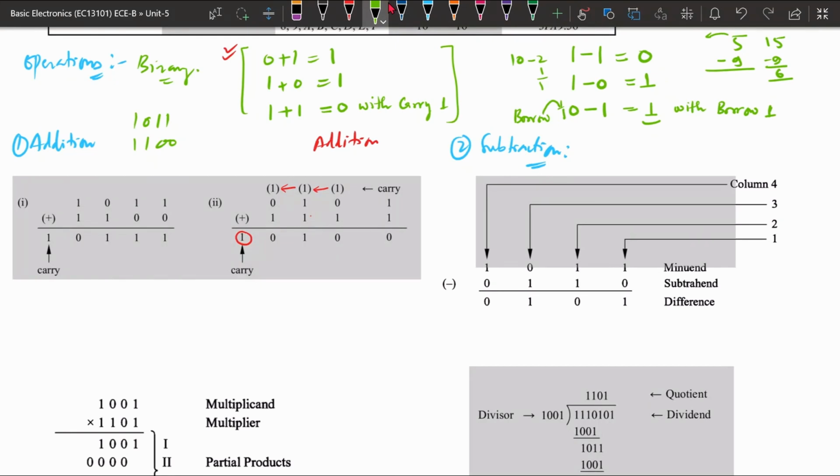Once it is taking a borrow from here, it will be 1 0. So from 1 0, it will be subtracting 1. So it will be 1 remaining. But once it has given the borrow, it is remaining now 0. So 0 minus 0, it is 0. So this is how the result we will be getting in case of subtraction.